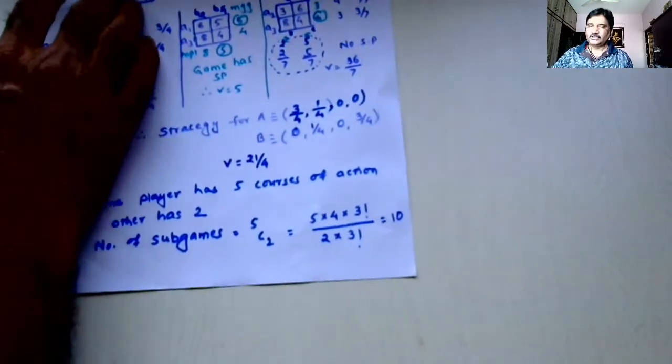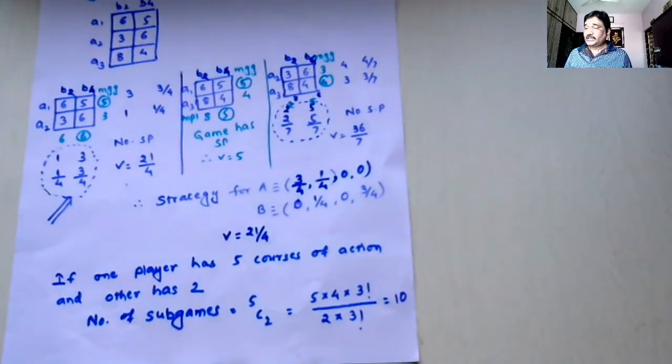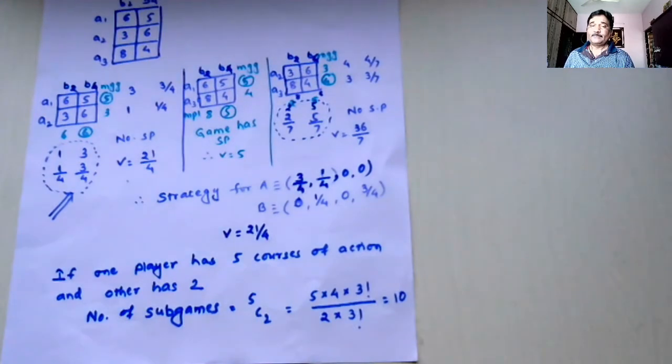That's not a wise proposal. And if the number of courses of action available to one player goes on increasing, the number of subgames to be solved also goes on increasing. Just think of the case of 6, 7, 8, 9. This number will go on increasing, and that many subgames you will have to solve, and one subgame out of that many you will have to choose. This is not wise, right?